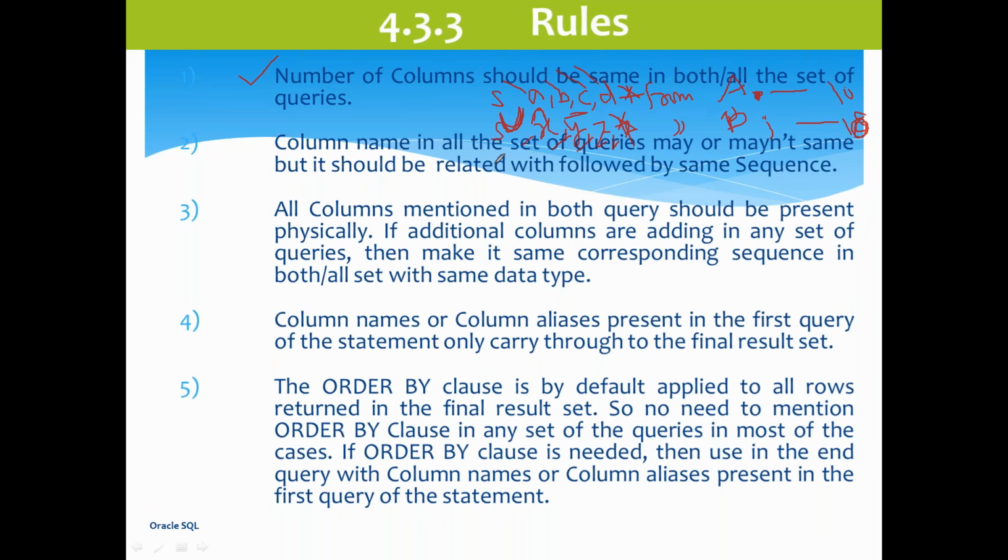Second, the column names in all the set of queries may or may not be the same. They can be the same or different, no issue, no problem. But they should be related by correct meaning, and the correct sequence needs to be maintained. So here we have given column names. In table A, columns A, B, C, D are there. In table B, columns X, Y, Z, T are there. No problem, but the meaning should be the same.